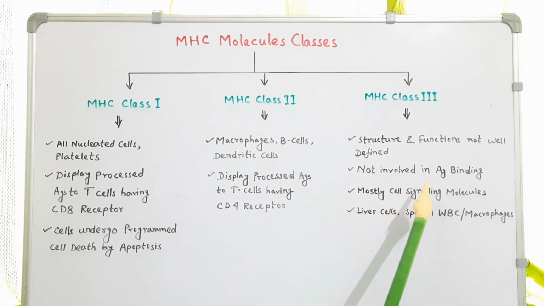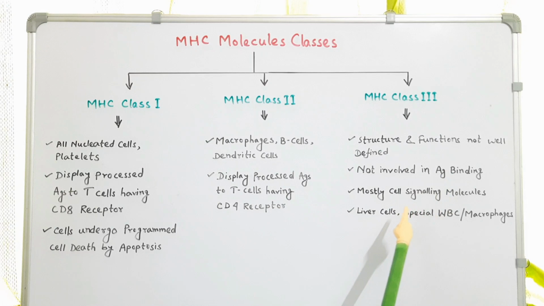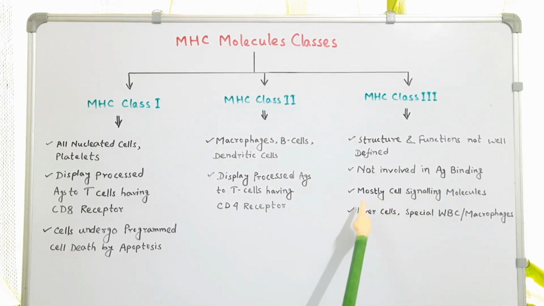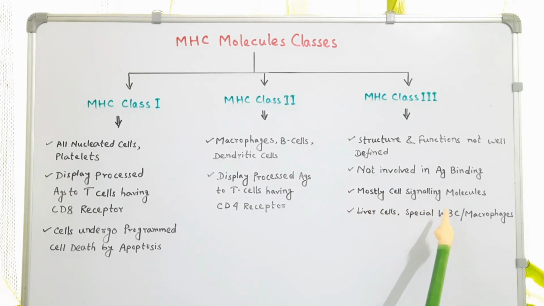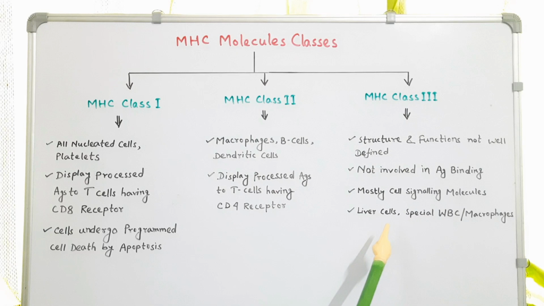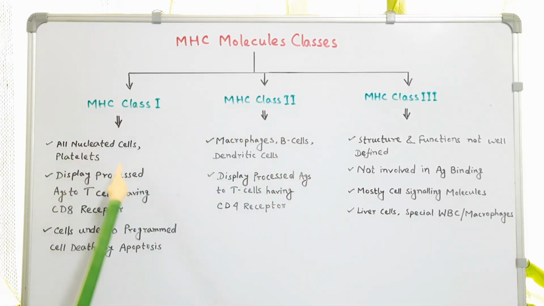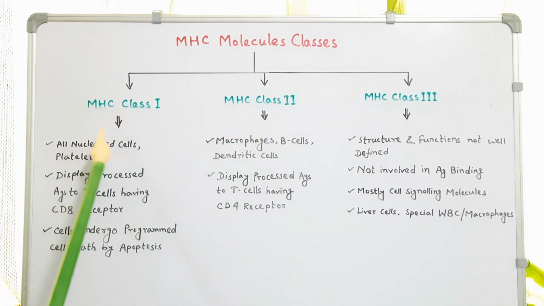The structure and functions of MHC class III molecules are not studied well. They are not involved in antigen binding. Only few of them are actually involved in immunity, while many are signaling molecules in other cell communications. MHC class III proteins are produced by liver cells and special white blood cells or macrophages. So, our main focus will be on MHC class I and MHC class II molecules only.